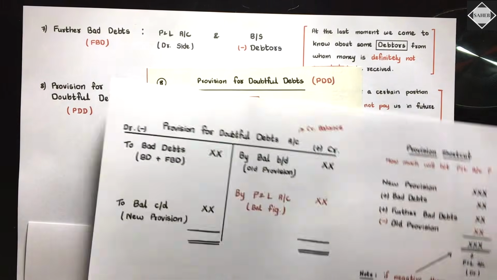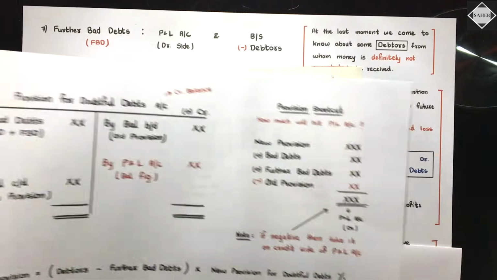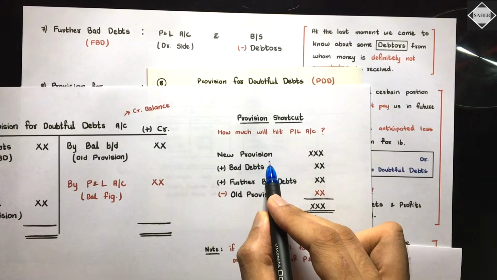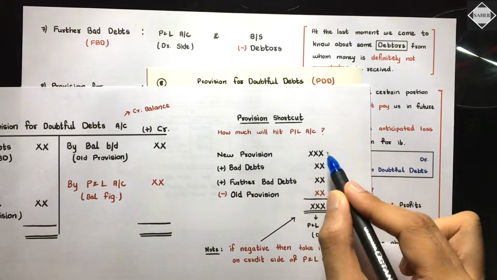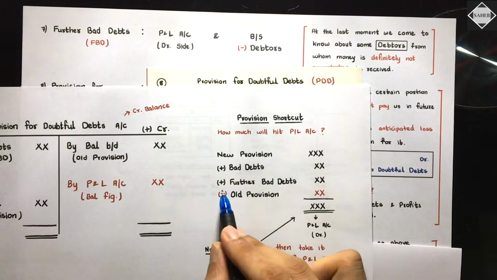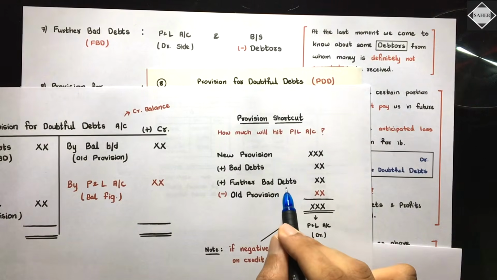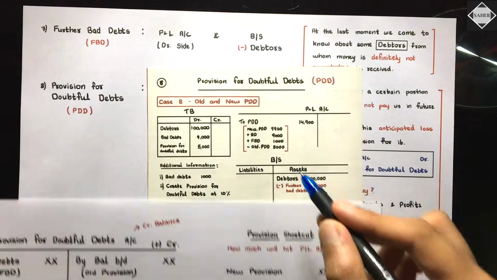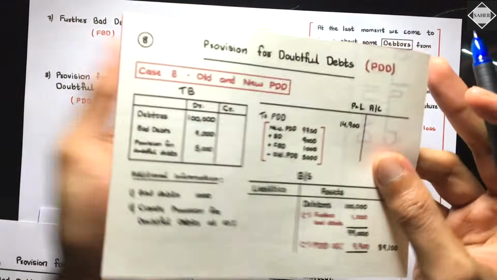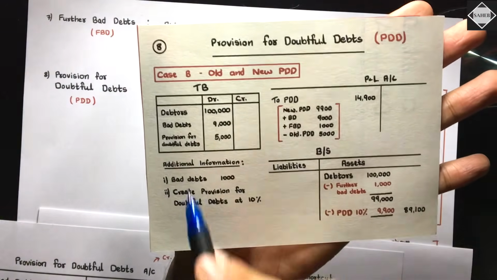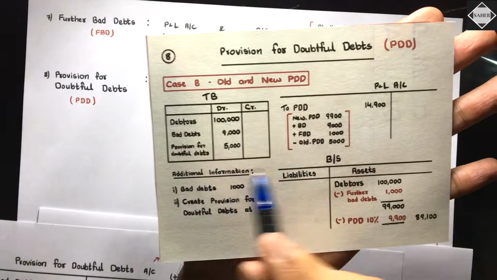So instead of doing the ledger account, which is a little bit complicated, I say use the shortcut. How much will hit the profit and loss account? What you have to do: take the new provision for doubtful debts, which you have to calculate. Add the bad debts given in the trial balance, add the further bad debts given in the adjustment, and then subtract the old provision given in the trial balance. That's what we did. New PDD we calculated, 9,900. Then bad debts and further bad debts we got from the question. Old PDD also we got from the question.